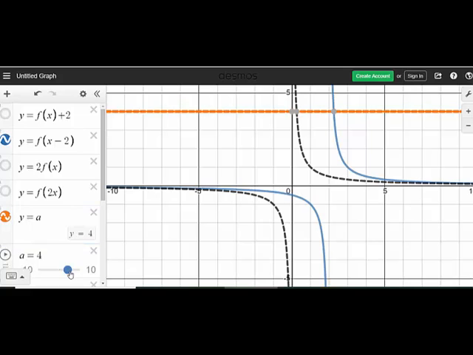Similarly, slide this up. This point is at 0.25. This point is at 2.25. It's been shifted 2 spots to the right.